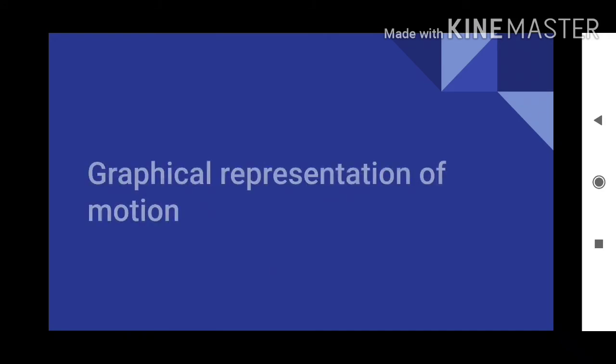In today's class we will be learning about the next concept in the motion chapter, that is graphical representation of motion. In this we will be learning how motion can be visually represented in the form of various kinds of graphs, and how we can understand various aspects or concepts related to it using these graphs.